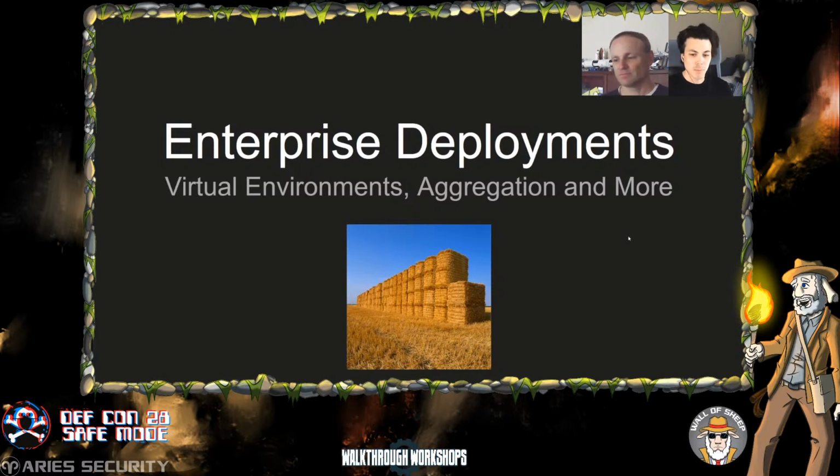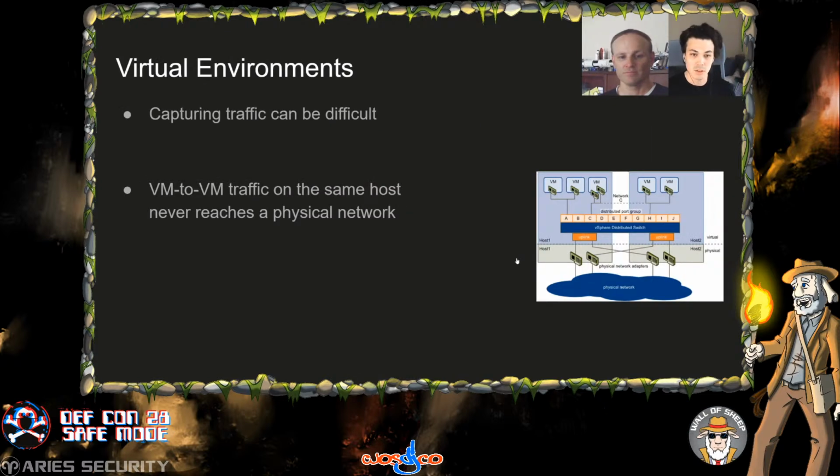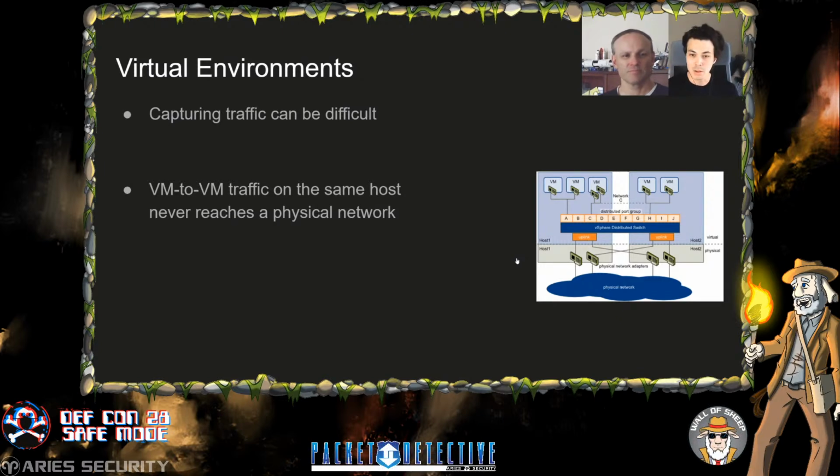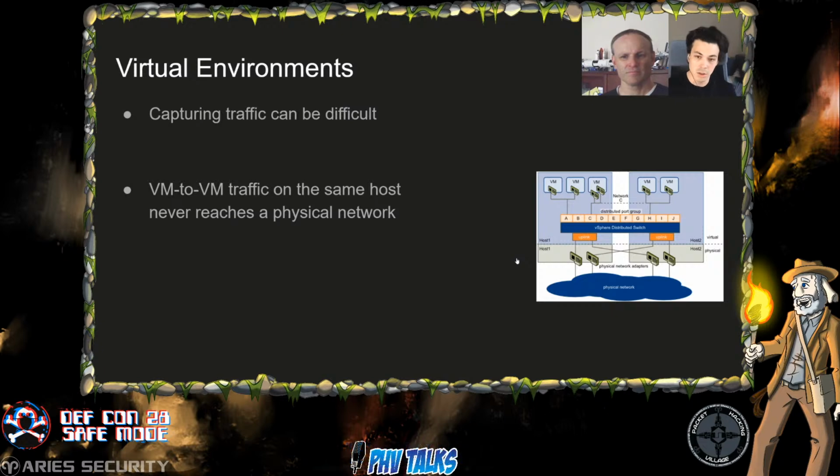Once we get beyond just 3-tier architectures and spine leaf architectures, we end up having some additional challenges in enterprise deployments. One of those is going to be virtual environments. The challenge in a virtual environment is that not all of the network traffic is going to hit a physical network. In the image on the screen, the 3 virtual hosts that are on host 1, if they're talking to each other, that traffic is going to stay on host 1, even though they're all hooked into the same virtual distributed switch.